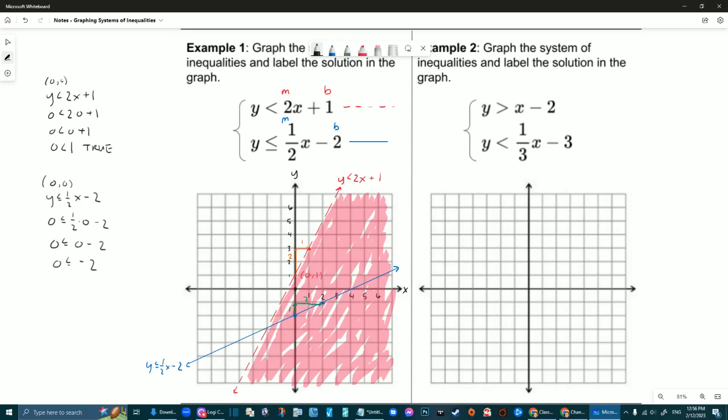And on a number line, -2 is to the left of 0. In terms of money, I'd much rather have an empty bank account than owe the bank $2. So 0 is not less than -2. This is a false statement. So for the blue line, I want to shade away from the origin, which is this area down here.